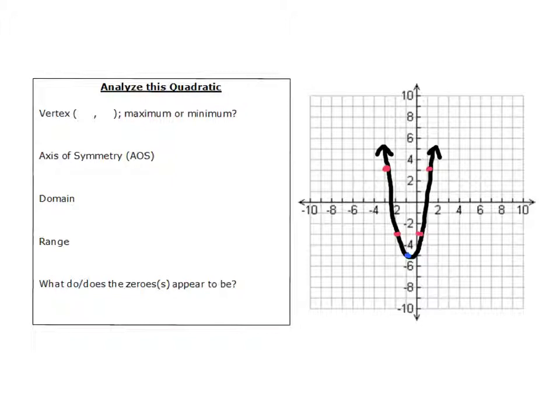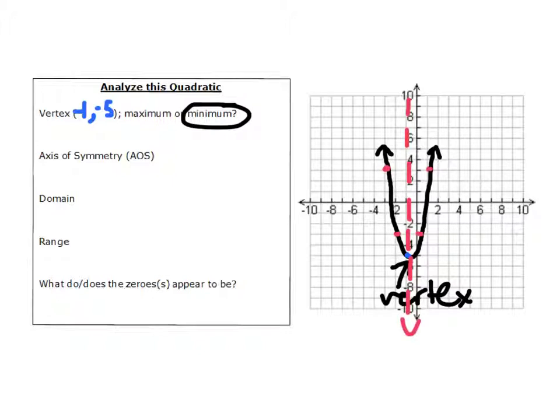Okay, so first thing we're going to do is figure out what our vertex is. It looks like our vertex is -1, -5. We would call that for sure a minimum because it's the lowest point. Remember, that's what we're talking about right there. That's the vertex. The AOS, remember, is the line that cuts this in half, and that would be the line that looks like this. What is the equation of that line? I know it begins with x because this is a vertical line, and it's going through -1.